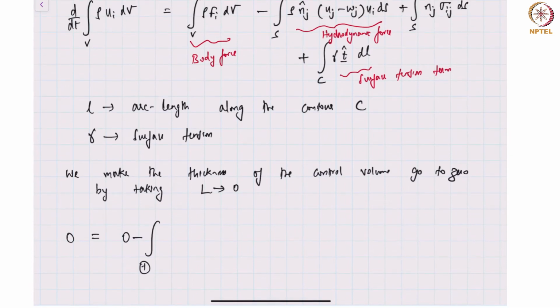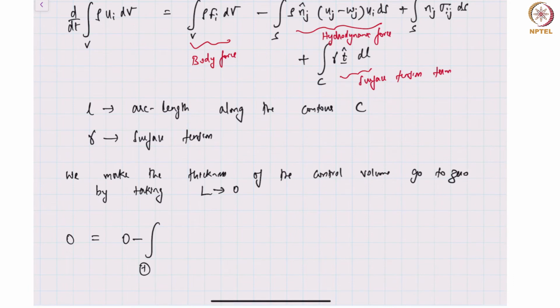So hopefully you can see the expression as well. I'd like you to try and write it down with me. So I have nj, I'll call this the plus side, uj minus wj uidS, plus, or I can write it down on the other side as well, that is minus.